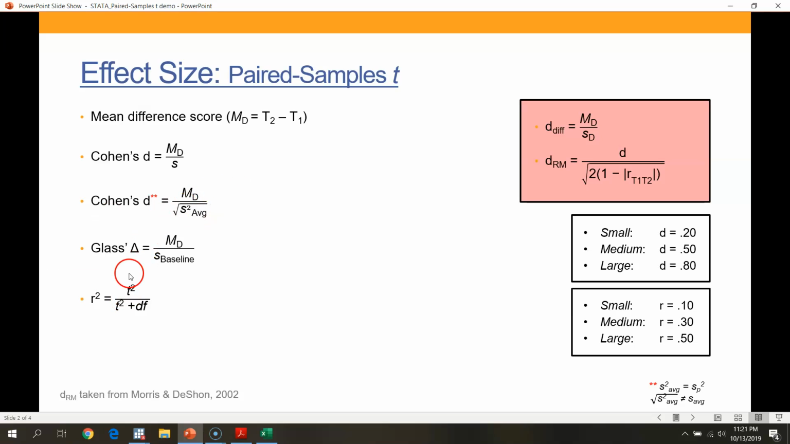Or we can calculate a Glass's delta. Glass's delta, again, is going to be the mean of the difference scores, or the difference in the two means, over a standard deviation at baseline. And Glass's delta is nice because, if we have a starting point, it gives us a nice option to say, okay, well, relative to standard deviation or variability at baseline or at control, what are we seeing in terms of change? So for this study, because we've got a manipulation where we do have a baseline, I think I'm going to calculate Glass's delta here.